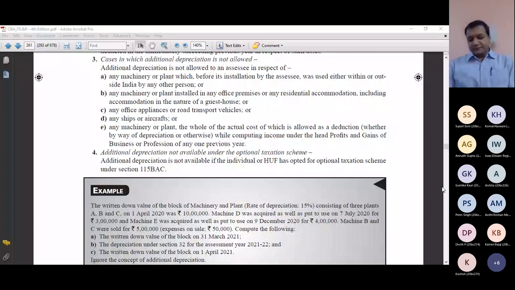Is the screen visible now? Yes, sir. Okay, please take the screenshot where, if you see heading number 3, it is cases in which additional depreciation is not allowed. So you cannot do it from here. Otherwise, my concentration is to discuss an example with you.